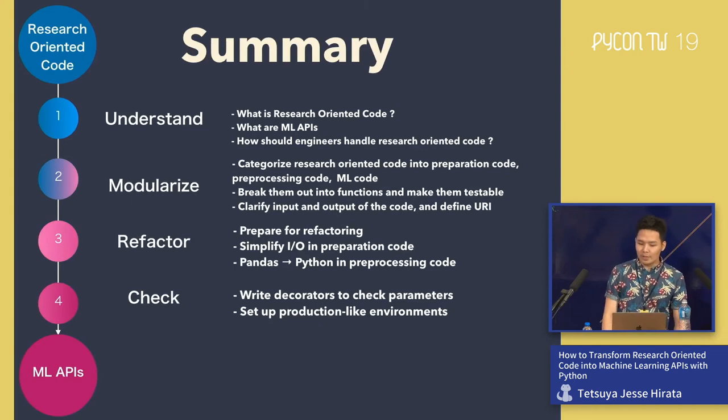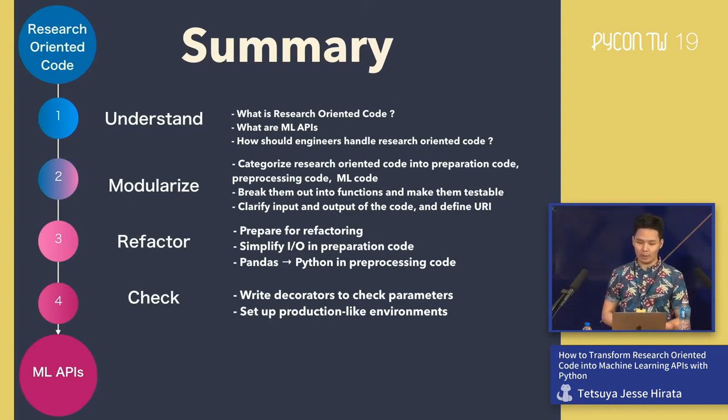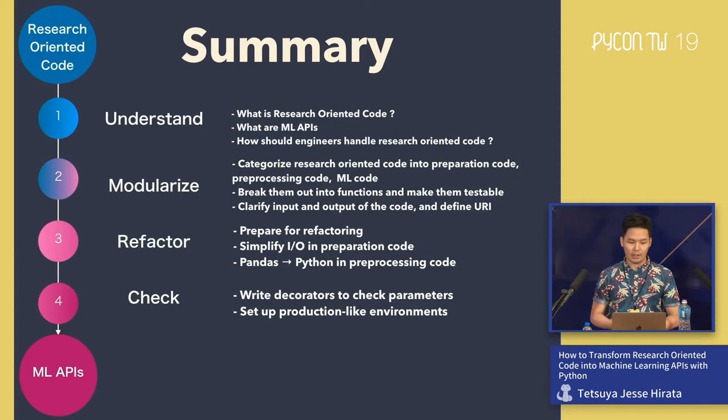Let me quickly summarize the four steps to transform research-oriented code into ML APIs. First, understand what research-oriented code is and what ML APIs are, and how to handle research-oriented code, modularize it and refactor it. Then write the code to check if the code can work correctly, and set up production-like environments and check how it behaves.